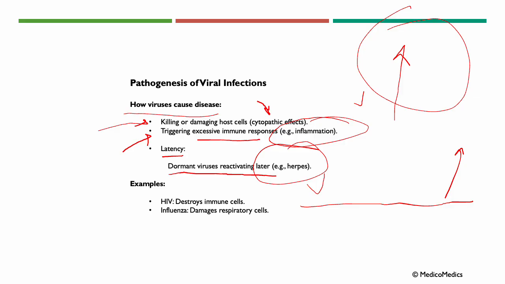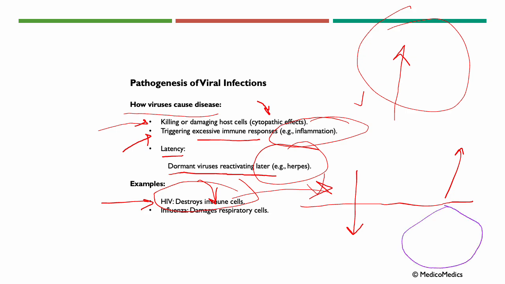Some examples of how these viruses may cause disease. So HIV destroys our immune cells. And if you don't have your immune cells, you will be immunodeficient. And when that happens, other pathogens that would have normally been repelled by your immune system now attack your body, eventually overwhelming your system, even leading to death. And another example is influenza that damages our respiratory cells.